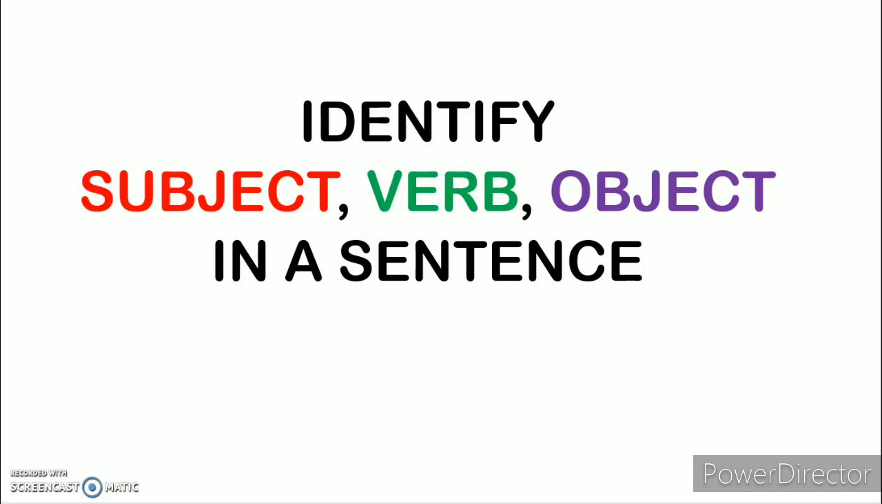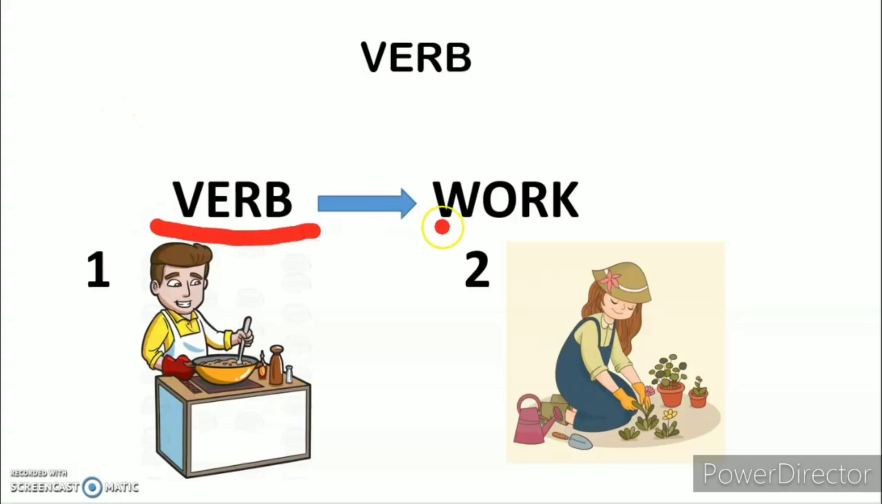Let us discuss verbs first. Verb sounds like work. Let us relate verb with work. Look at this picture. In the picture, what work is the man doing? The man is cooking. In this sentence, cooking is the work and therefore the verb here is cooking.